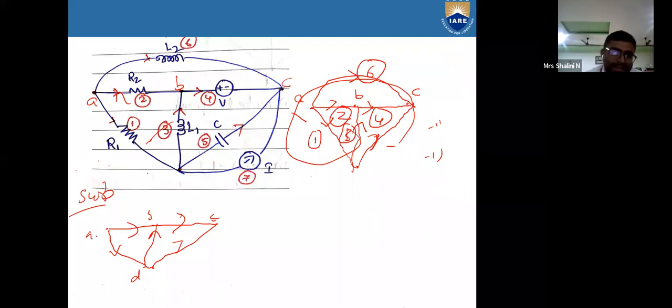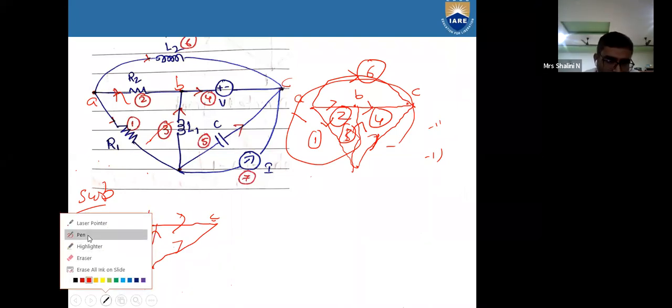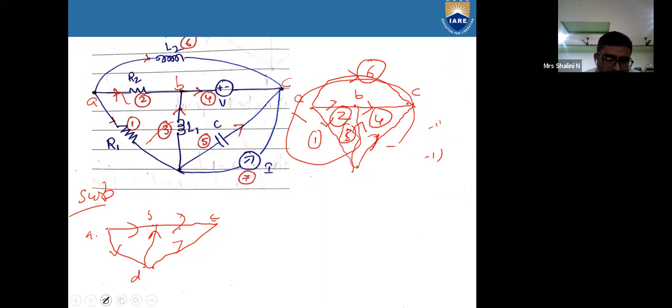Okay, listen here. A subgraph is nothing but it will consist of all nodes, but the number of branches will be less. In your first diagram here, the 6th element is not present. This is one of the subgraphs. Coming to the next subgraph.